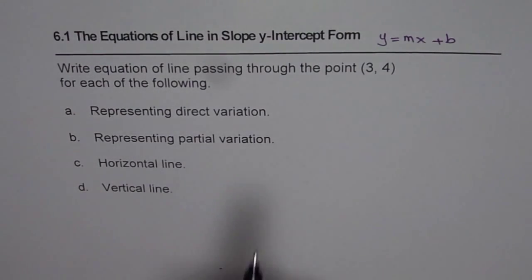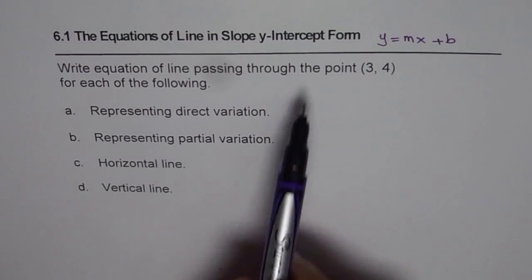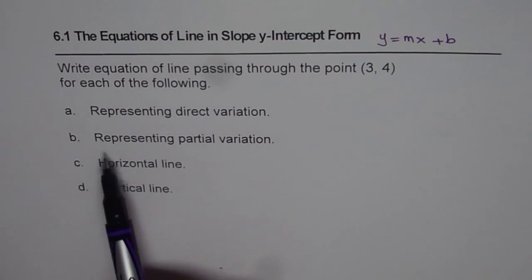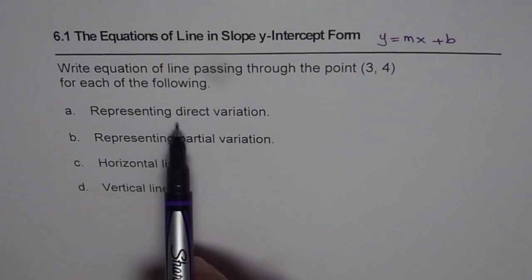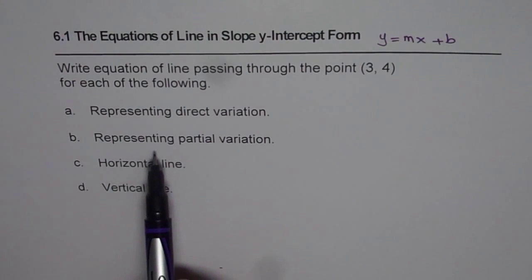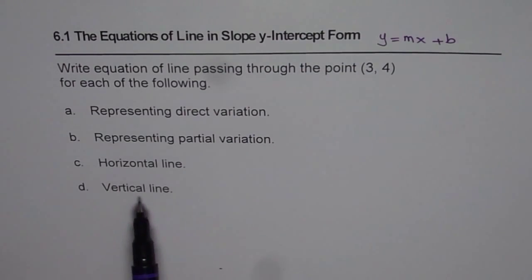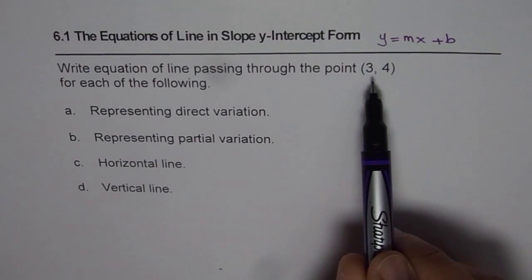y-intercept. So the question before us is, write the equation of a line passing through the point (3, 4) for each of the following. So we have four different situations. The first one is representing direct variation. Second is representing partial variation. Third one is a horizontal line. And fourth is a vertical line. All these lines separately will be passing through the point (3, 4).